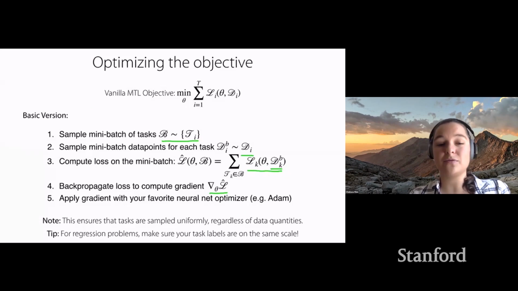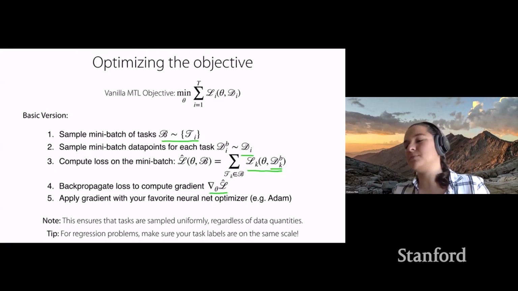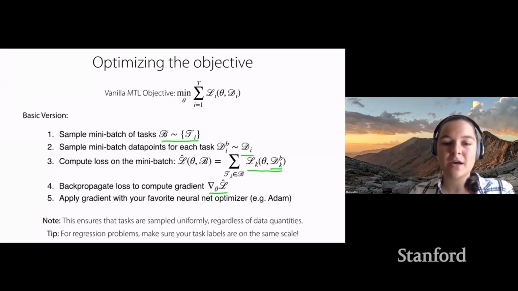And also, as was mentioned before, if you have a regression problem, it's good to make sure that your task labels are on the same scale. If they're not on the same scale, then you're essentially going to be putting a weight in front of the loss functions. That would be equivalent to upweighting the losses that have a larger scale. Okay, so that's the basics of optimizing.